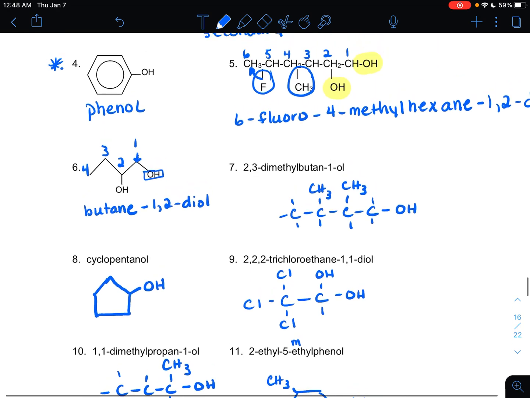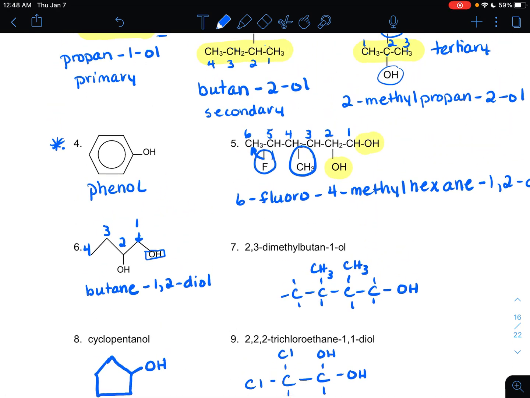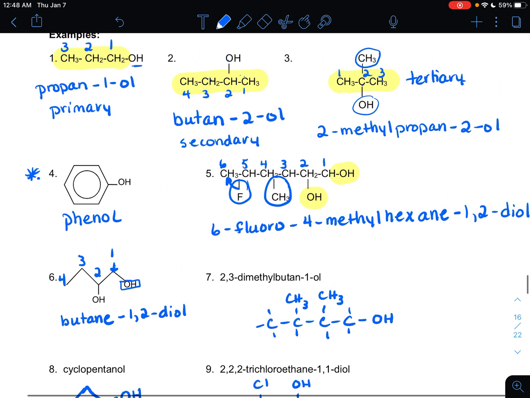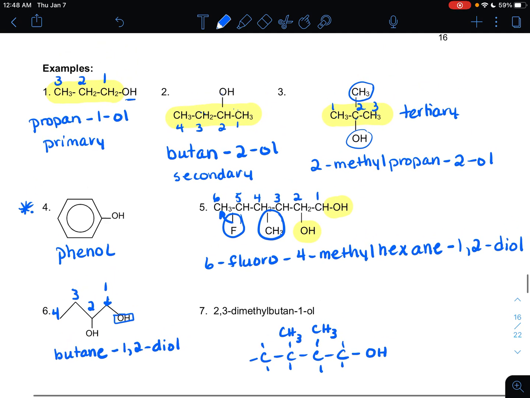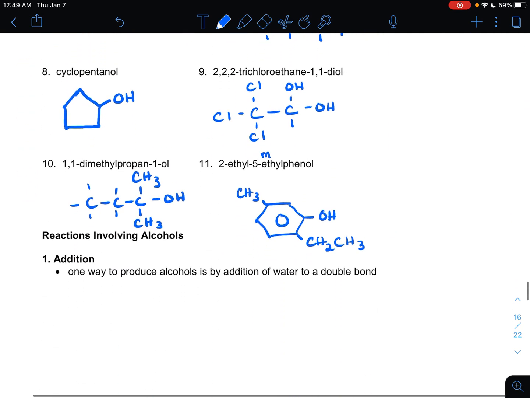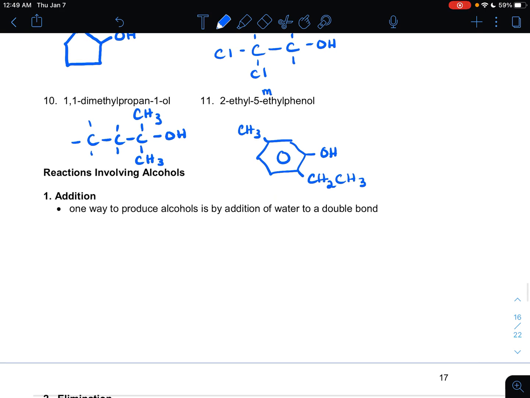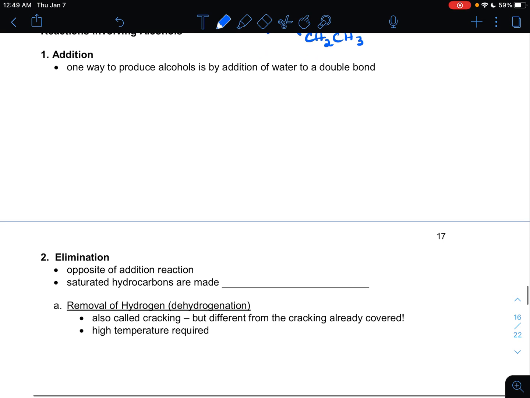All right, so that's naming of alcohols. And again, except for the part where you keep the E when you've got more than one hydroxyl group, the naming is very similar to a double or a triple bond, so it shouldn't be difficult to adjust to that. Okay, so now reactions involving alcohol.